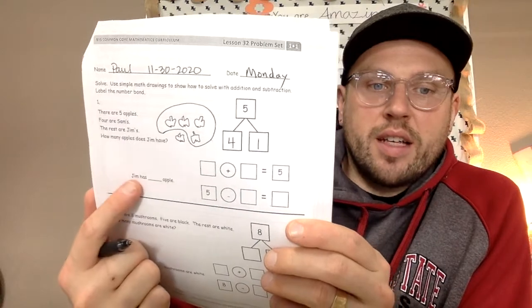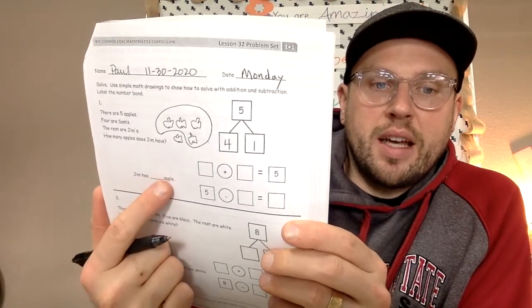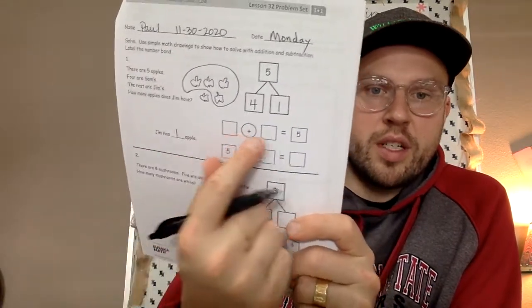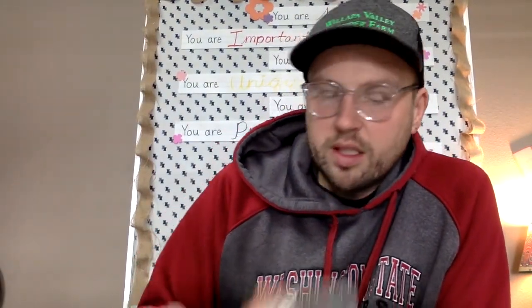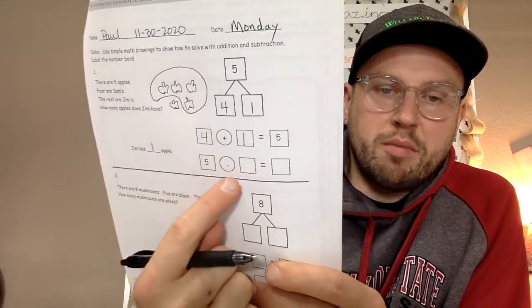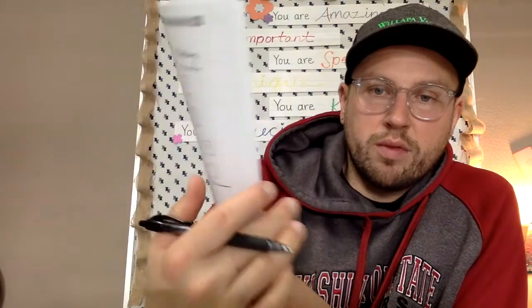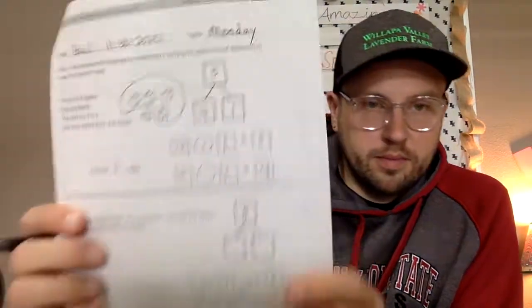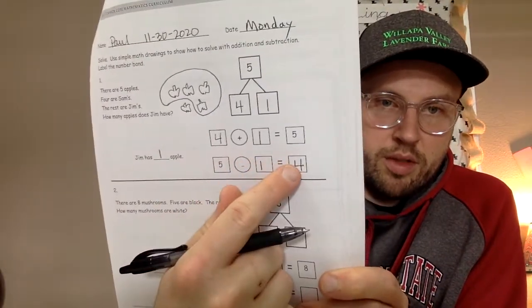Okay, and down here it asks Jim has blank apple. So he has 1 apple. So we're going to put 1 on that line. And then over here we're going to write 2 different number sentences. So we could say 4 plus 1. 4 plus 1 equals 5. 5 minus 1 equals 4. Or you could say 5 minus 4 equals 1.